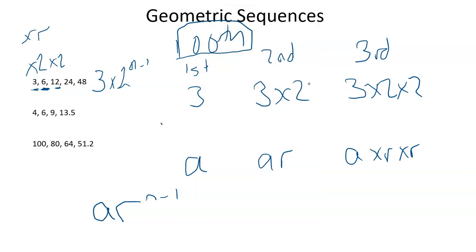And same thing here, the first term, it's going to be 4 times 1.5 to the n minus 1, and this one is 100 times 0.8 to the n minus 1. So they all look exactly the same, it's just the first term times the common ratio, the thing you multiply by each time, to the power of 1 less than the number that you want, so n minus 1.